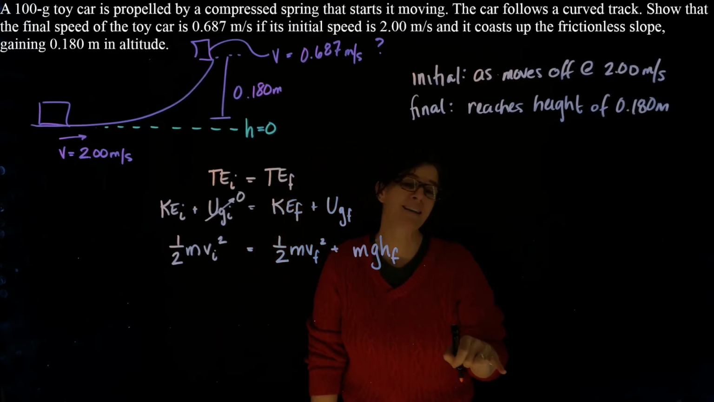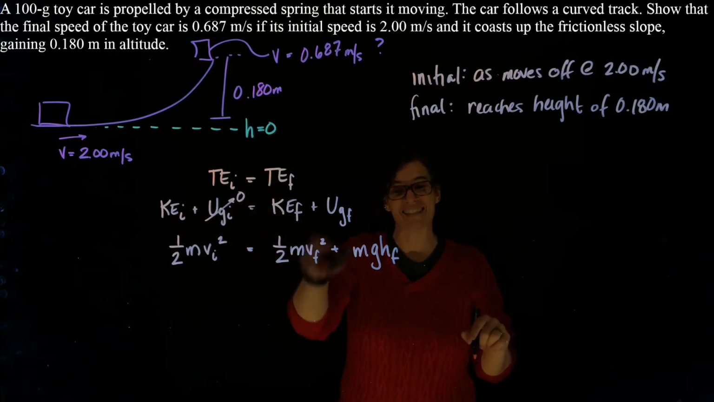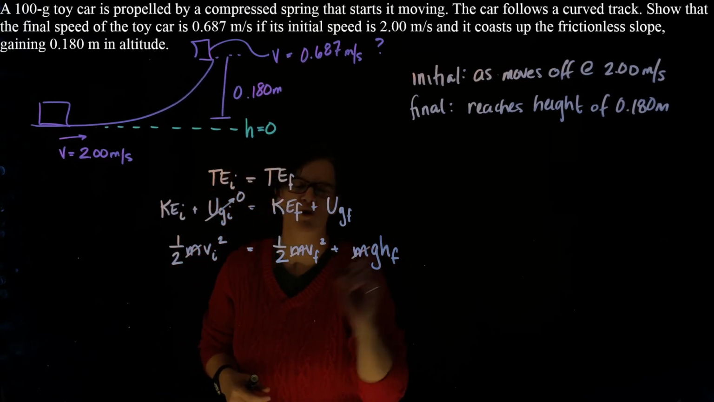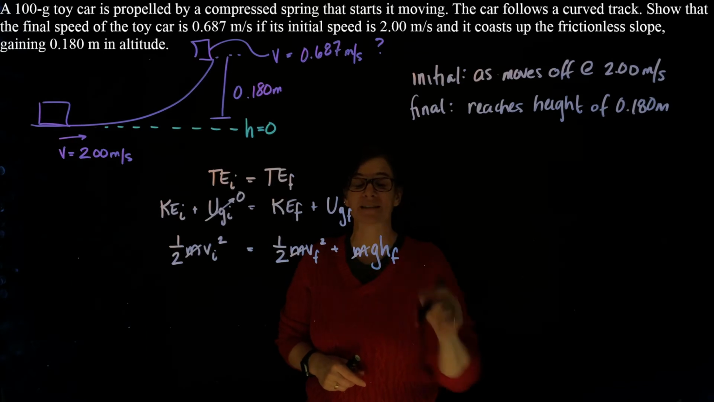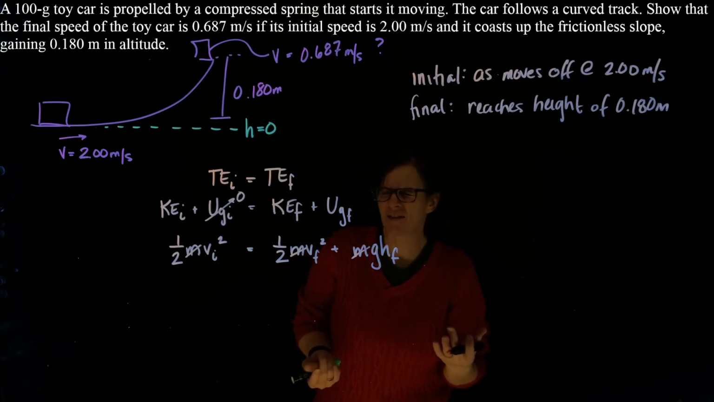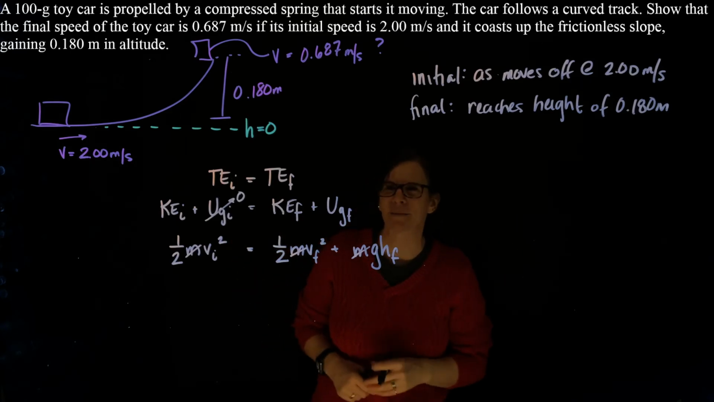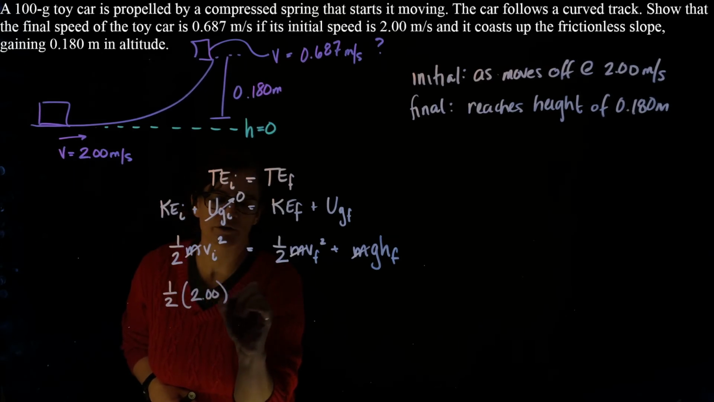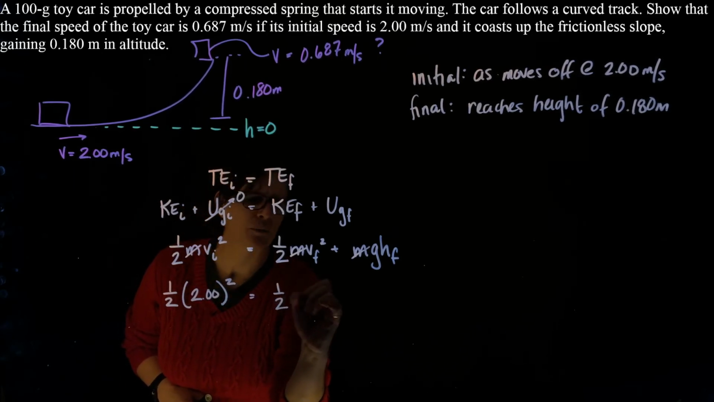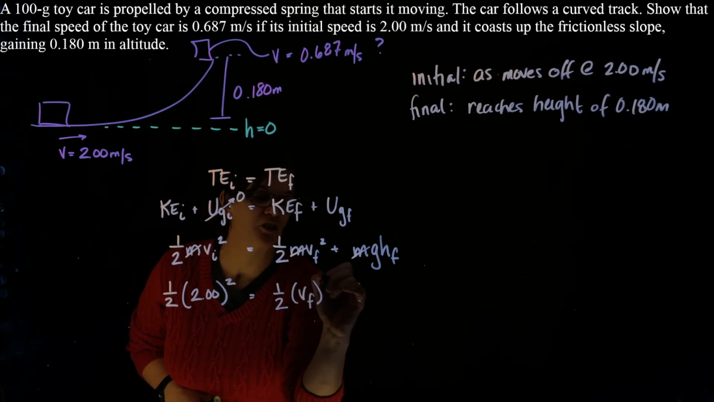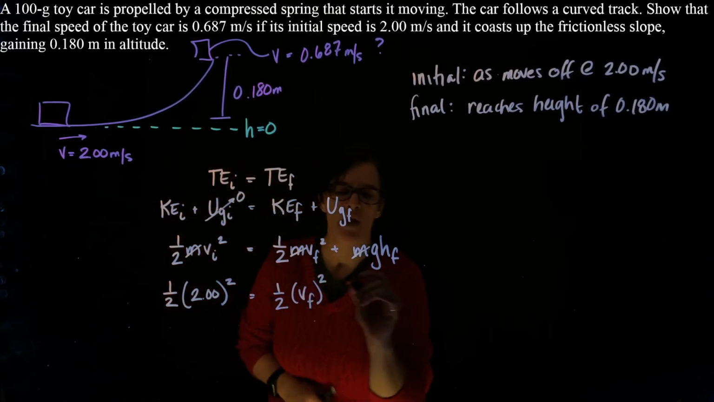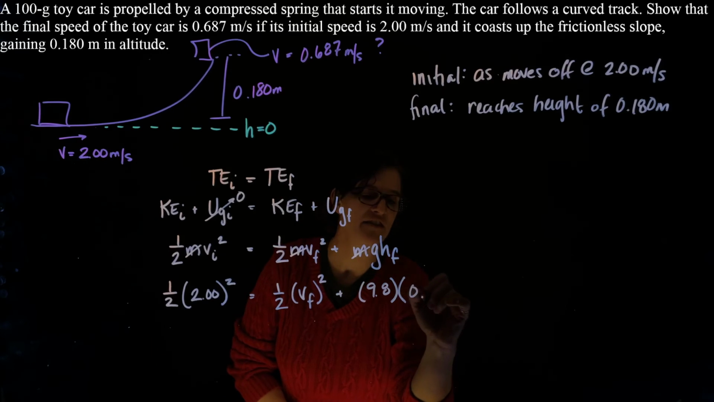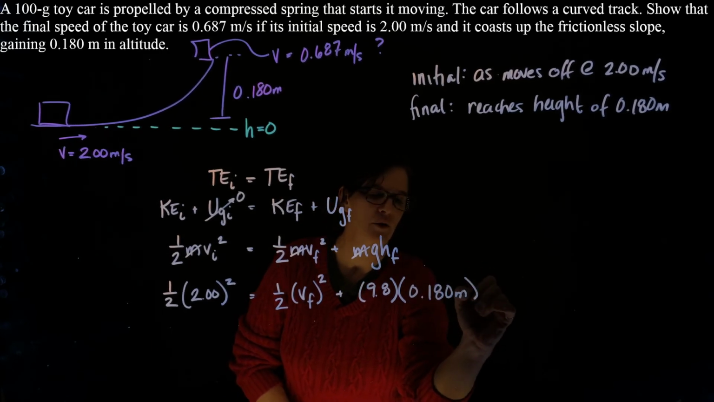Now, we're given the mass in this situation, but we do have mass in every term, and so the mass actually will divide out across all terms. We can't always do that, but in this case we can because the mass will divide out in all terms. We are given the mass, so we don't have to do that, but it's good to recognize when that's a possibility. So now we know that we have 1/2 times 2.00 squared is going to equal 1/2 v final squared, that's what we're interested in determining based on our question, plus 9.8 times the height that it reaches above its starting point of 0.180 meters.